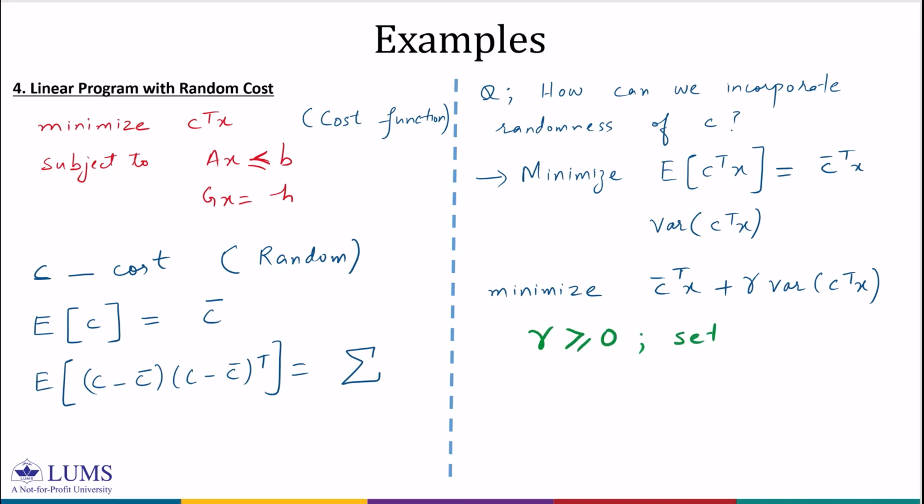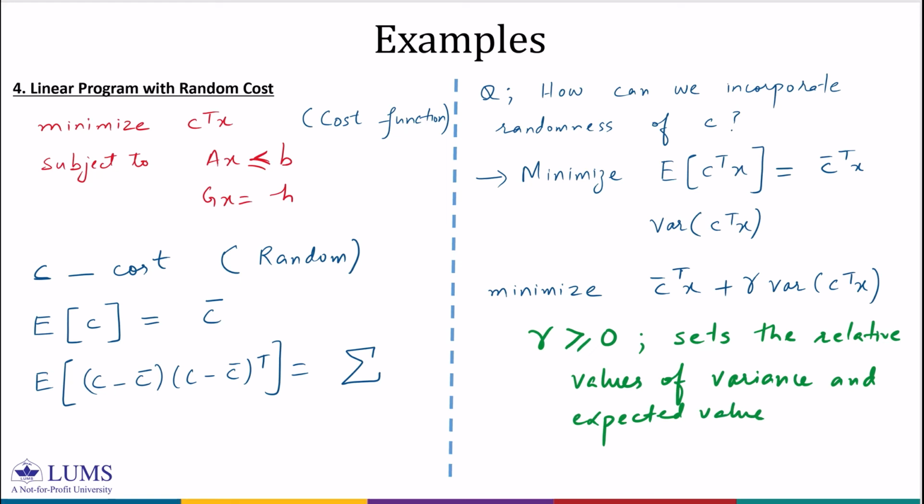So this sets the relative values of variance and expected value. And this is referred to as a risk aversion parameter. So gamma is a risk aversion parameter. What is the interpretation of this linear combination of c bar transpose x and variance of c transpose x? So in fact, we are now minimizing a risk sensitive cost. We allow an increase in expected cost to achieve a decrease in the cost variance.